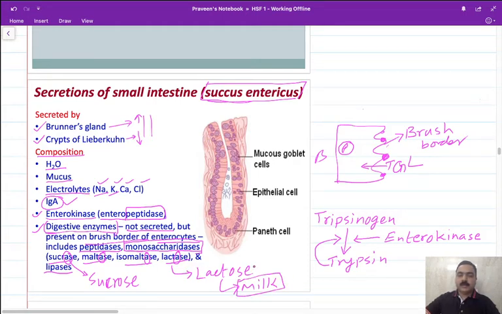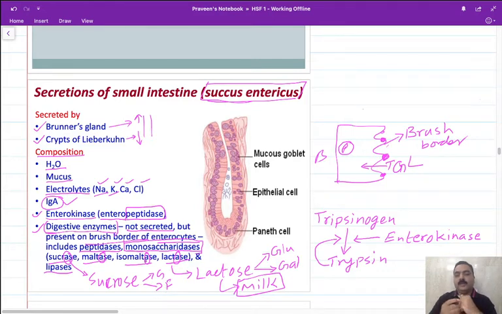Lactose is normally a disaccharide that contains what? The glucose and the galactose. Sucrose contains what? The glucose and fructose. So these are the disaccharides. Maltase and isomaltase act on glucose itself, two glucoses or three glucoses together.